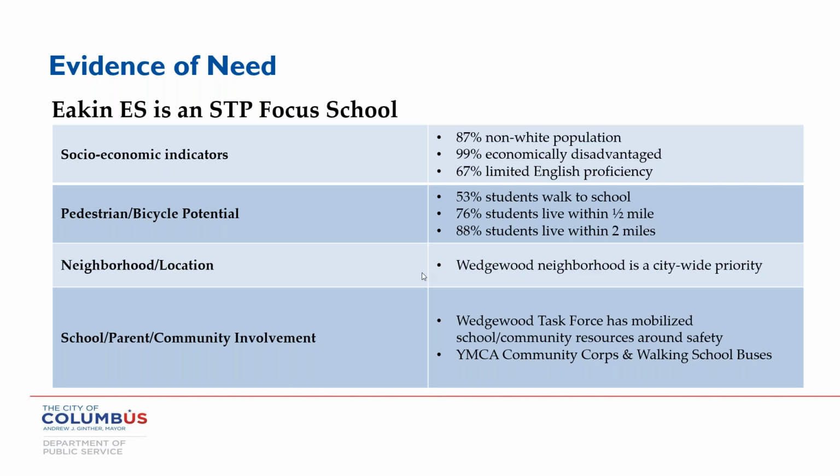And then also the community itself is involved. That's another thing we look at as we're selecting projects: where's the involvement already, and how can we come alongside them in these efforts. Wedgwood already had a task force focused around safety. There were already walking school buses there, and you have the YMCA Community Corps. So from a need perspective, it was high need, but it was also a school that was doing everything it can, with the community doing so many things already. So go to the next slide.